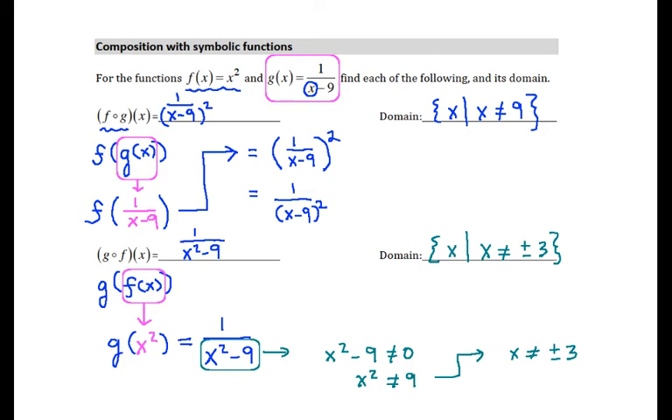So we can see that the order of composition really does matter. It affected the function itself, it affected the domain also. So this is not a commutative operation.